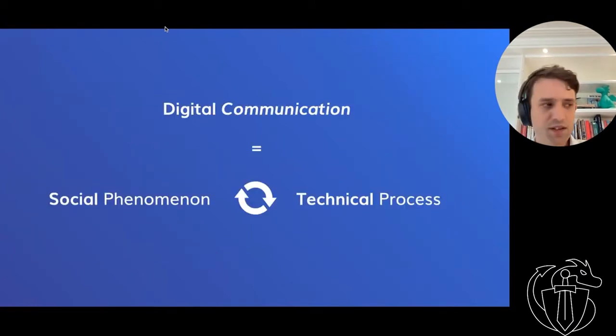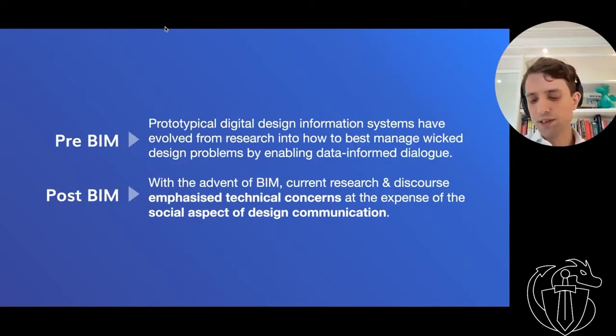Nevertheless, I think there's an underlying problem to that. When we talk about digital communication, we kind of lost track of the fact that communication is both a social phenomenon as well as a technical process. And these two things reinforce each other. And if one aspect is missing out of this equation, the other one suffers as well.